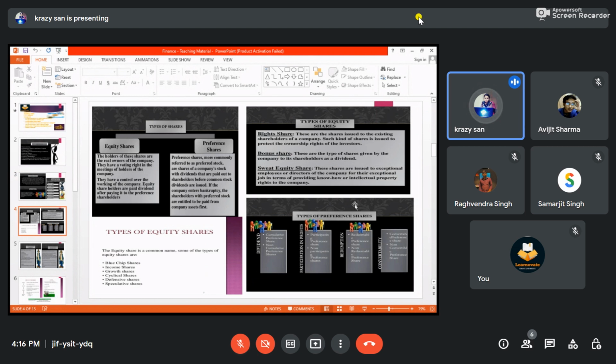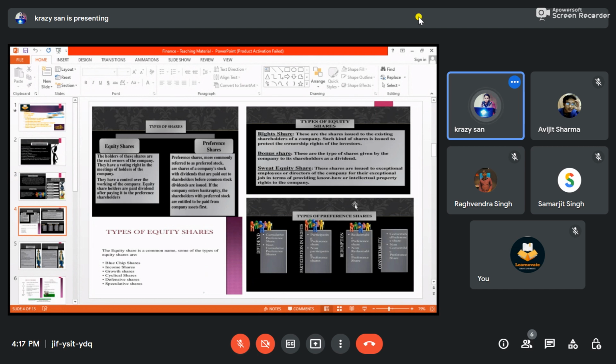After preference shareholders are paid, then only comes the turn of the equity shares, because preference shareholders do not take part in any of the meetings. They do not act as the owner of the company, they do not take part in any of the decisions of the company. So preference shareholders are treated like that.